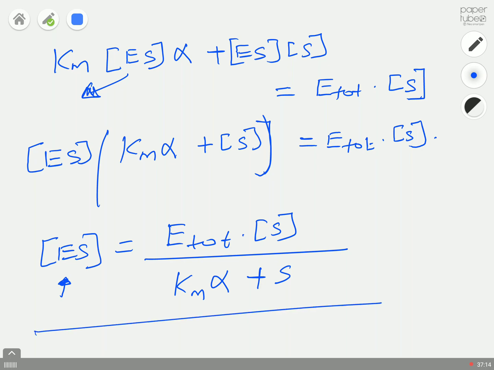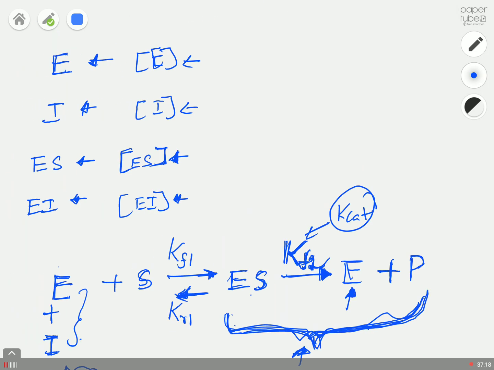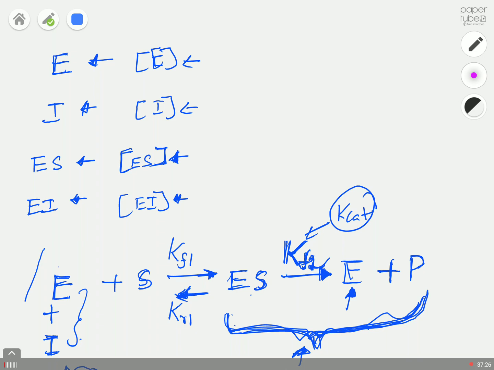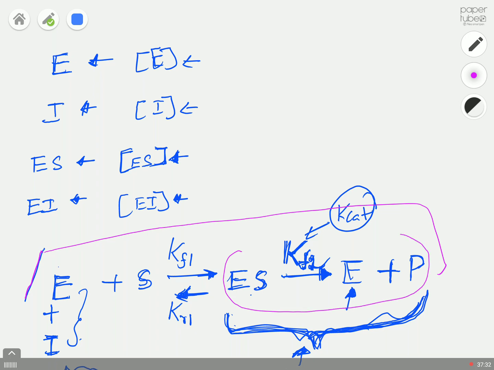Okay, so let's go back to the main chemical reaction which we are dealing with now. If you look into this main expression, maybe let me change the color, which is here, this is your actual chemical reaction. Yeah, so this is the actual catalytic reaction where your enzyme substrate complex eventually gets converted into enzyme plus product, which is a new molecule.